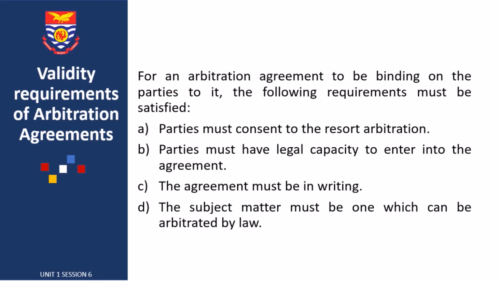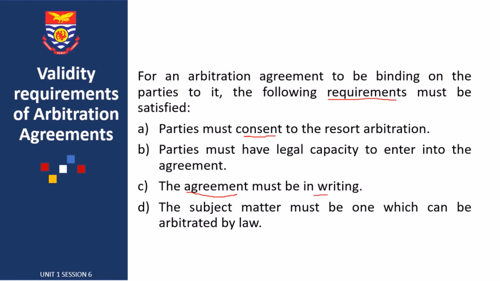Now let's look at the validity requirements of an arbitration agreement. So for an arbitration agreement to be valid, what are the requirements that you have to meet? The parties must consent to resort to arbitration. So they should give consent to the fact that they have all agreed to resolve the issue through arbitration. It should be voluntary. Parties must have legal capacity. If you don't have capacity, you cannot enter into an arbitration agreement. The agreement must be in writing.